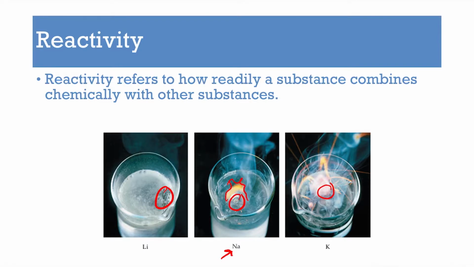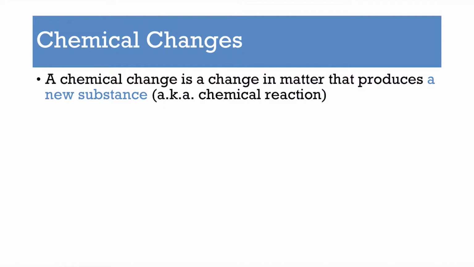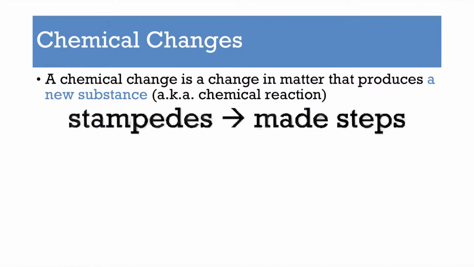When the sodium or the lithium or the potassium break down, you're forming different compounds, different types of gases. So that is a chemical change. Again, chemical changes are when you're producing a new substance, so a chemical reaction occurs.